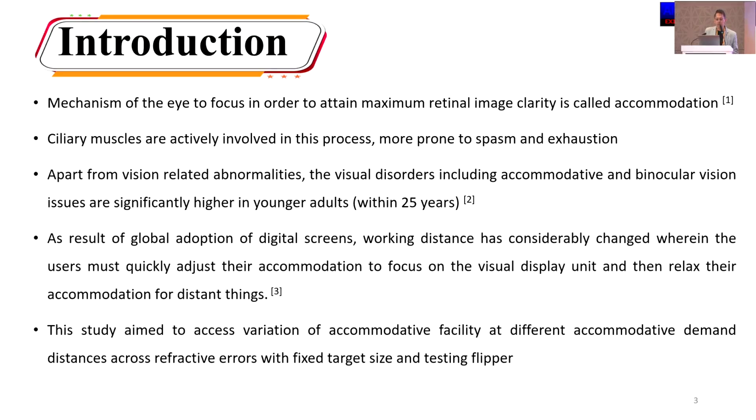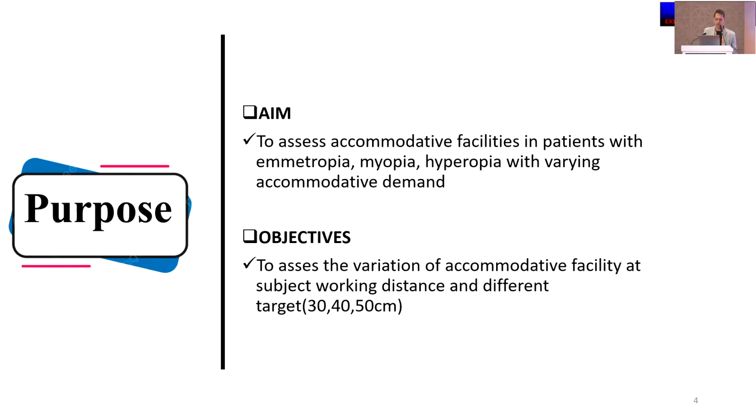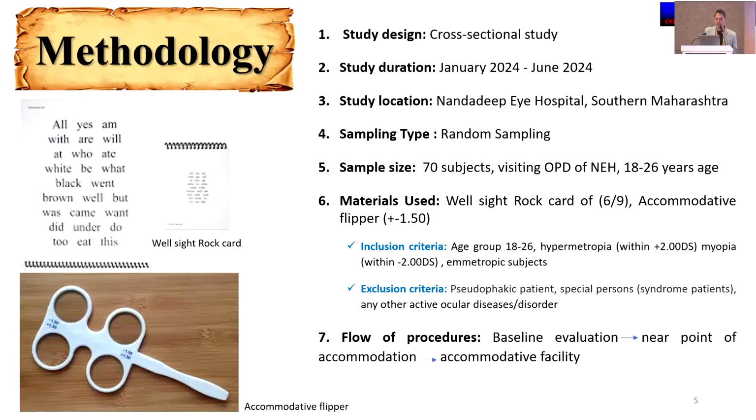This study is aimed to assess the variation of accommodative facility at different accommodative demand distances across refractive errors with fixed target size and testing flipper. So the aim is to assess the accommodative facilities in patients with emmetropia, low-grade myopia, and hyperopia with varying accommodative demand, to assess the variation of accommodative facility at subjective working distances of 30, 40, and 50 centimeters.